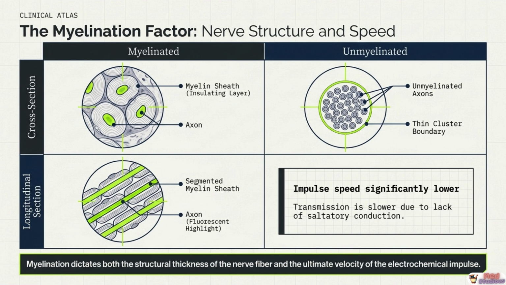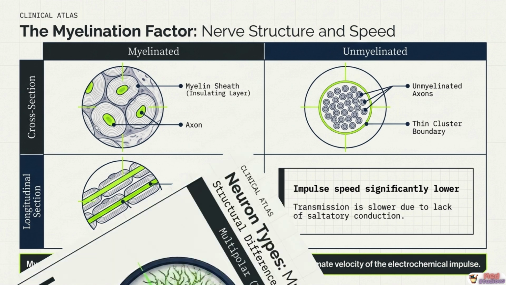Conversely, unmyelinated axons lack this thick, segmented wrap. While they are still supported by a thin cluster boundary of Schwann cell cytoplasm, the lack of true lipid insulation means the electrical impulse must travel continuously down the entire length of the axon membrane. Consequently, the transmission speed in unmyelinated fibers is significantly lower. Therefore, myelination dictates both the structural thickness of the nerve fiber and the ultimate velocity of its electrochemical impulse.